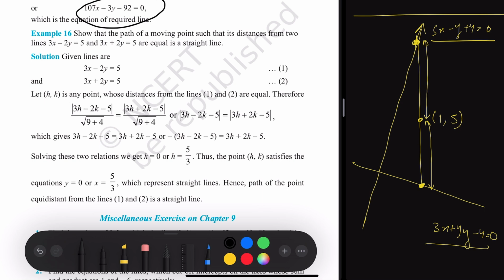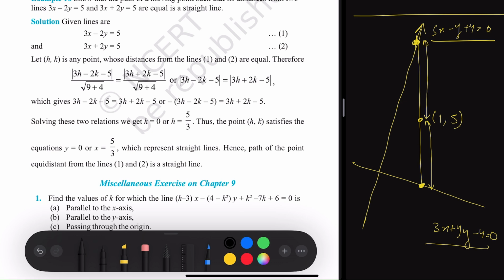These two lines are not parallel because the coefficients are different. And let's say that h comma k is any point whose distances from line 1 and 2 are equal. That is given to us because moving points such that distance from these two lines are equal. So we have assumed that the moving point is h comma k. We have to show that the equation of the path that h comma k follows is a line. It is not any other shape.